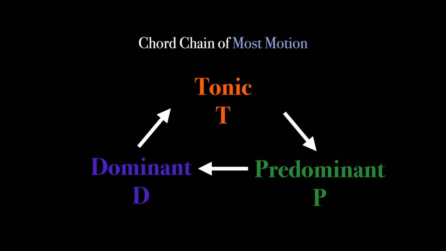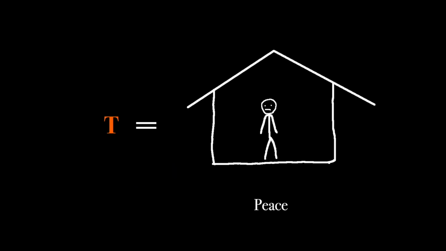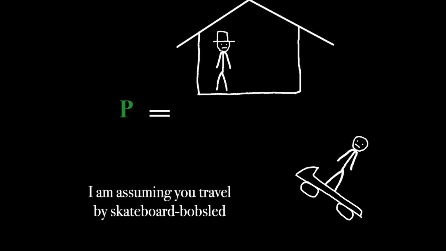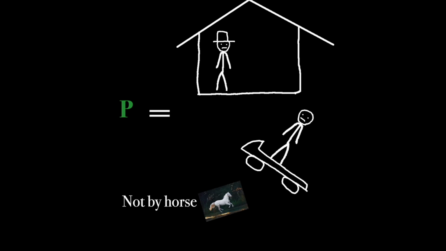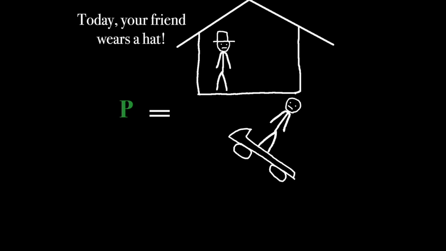There is a certain chain of three functions that provides the most motion for the listener. The tonic, predominant, and dominant chain. Tonic is your home, you are relaxed and at peace. Predominant is an expansion from home. You decided to go to your friend's house.